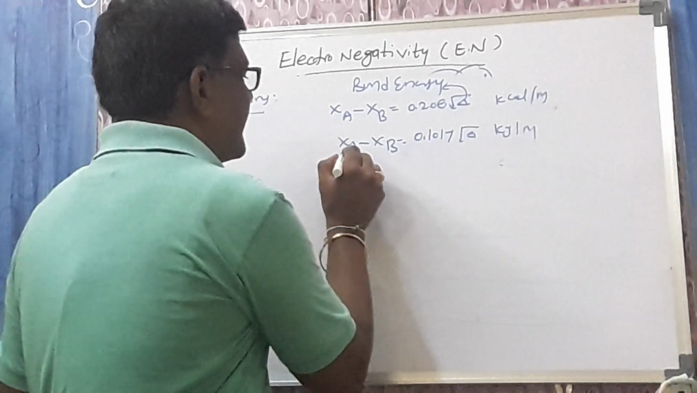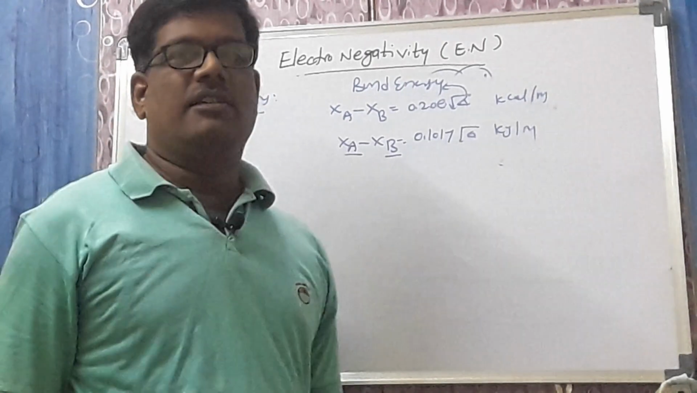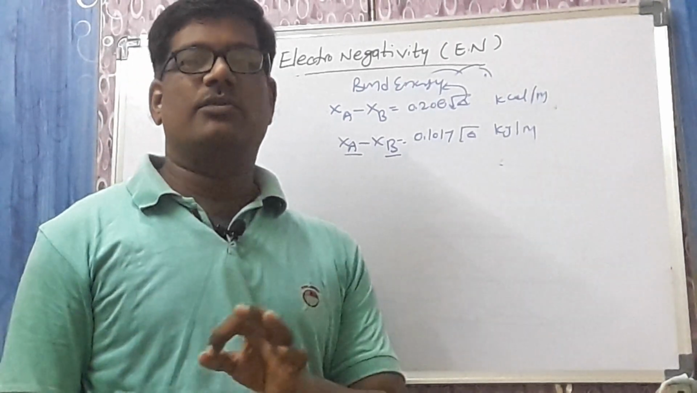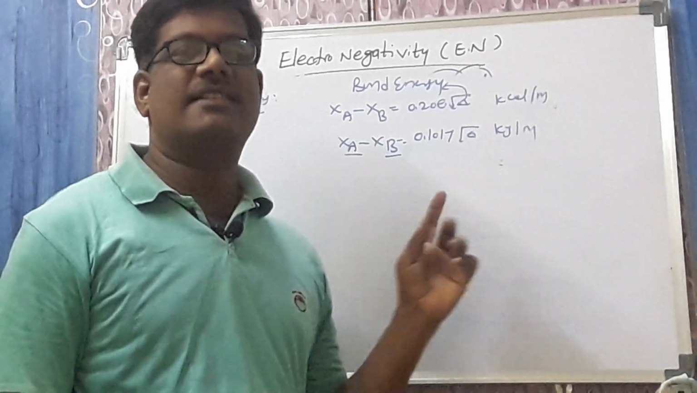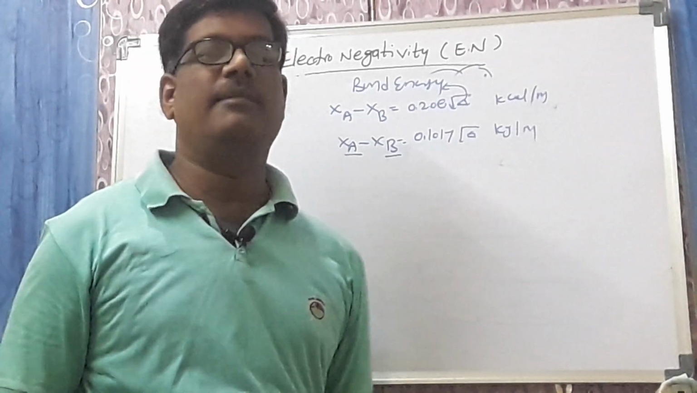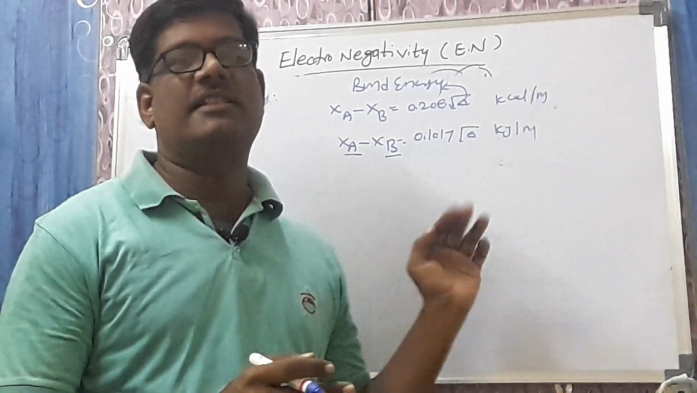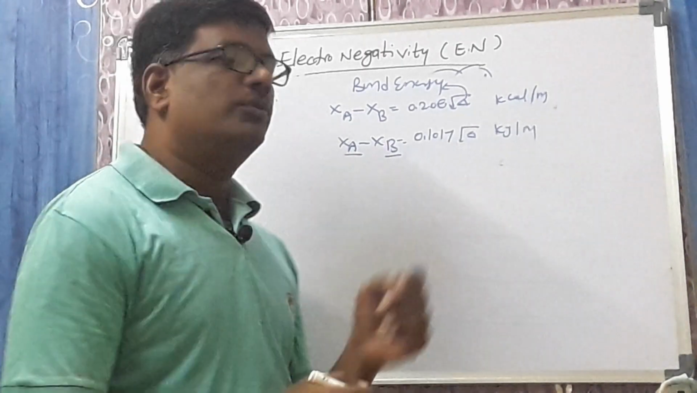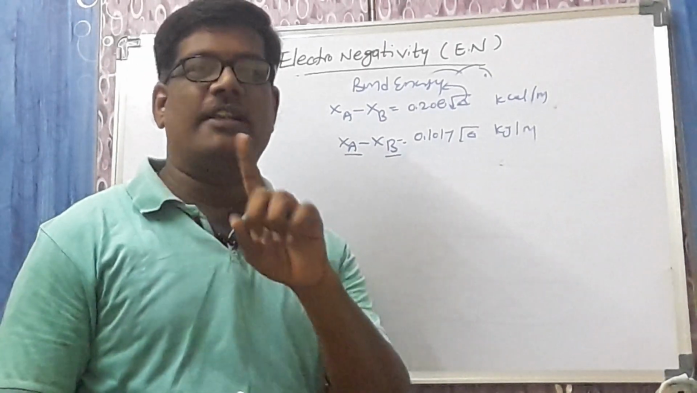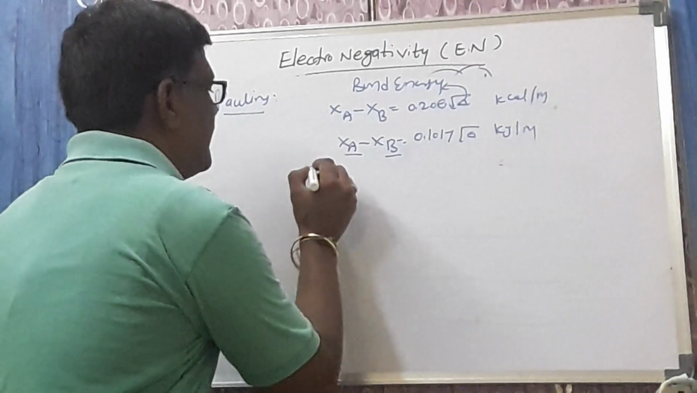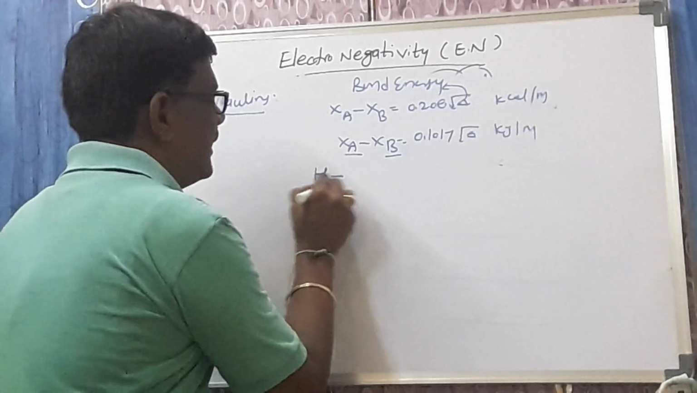Here, what is XA and what is XB? Immediately we will get a doubt. XA is the electronegativity of atom A, and XB is the electronegativity of atom B. So an AB molecule is taken, and among the two, Pauling has taken one as a standard element, and the standard element according to Pauling is hydrogen.